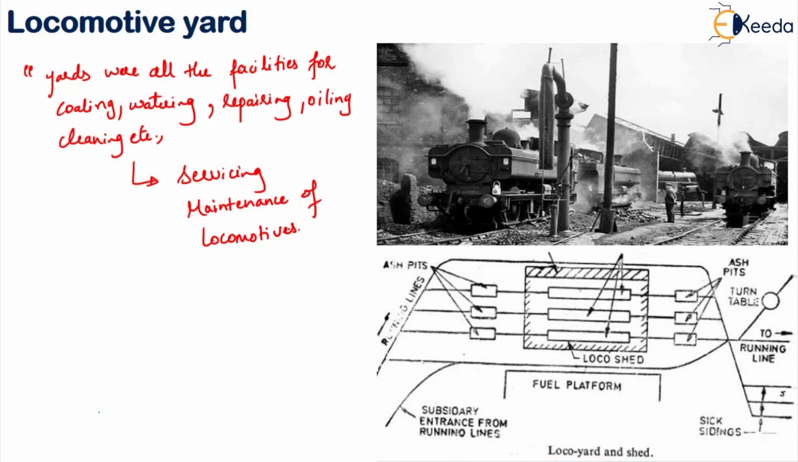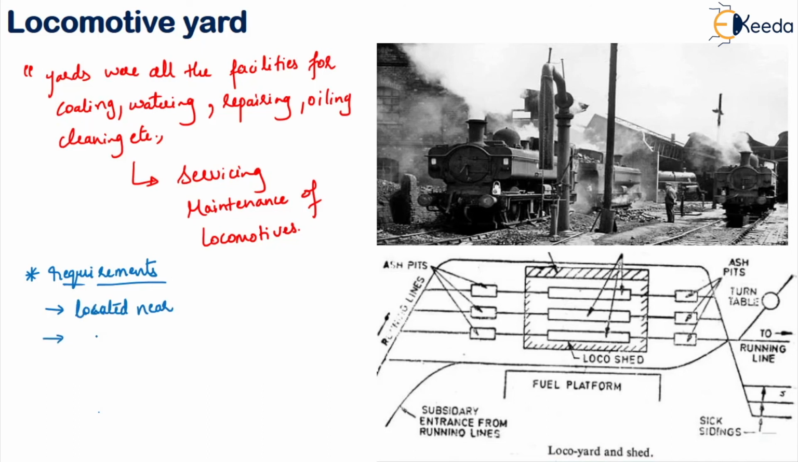Normally, this will be present on the same side of your marshalling yards. If there are any marshalling yards, on the same side of the marshalling yards only, we have to provide the locomotive yards. Right, now this type of yard also has certain requirements. Now what are the requirements? They should be placed very near to your passenger yards or goods yards, or on the same side of your marshalling yards. So located near, right?